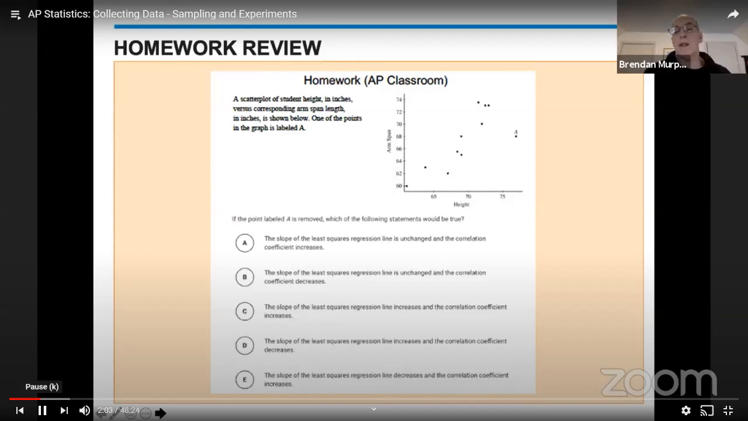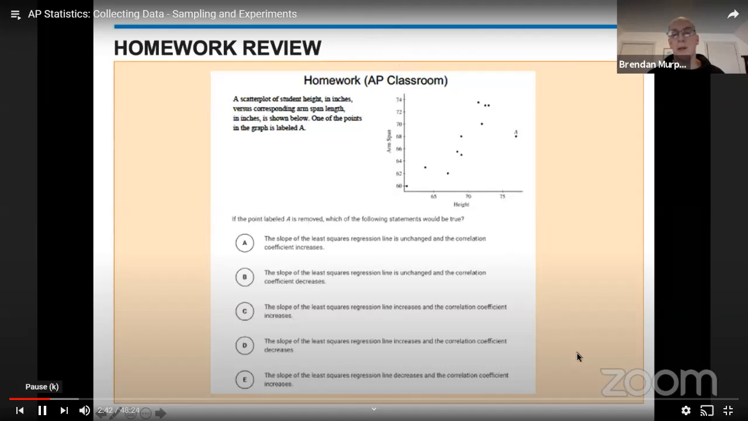Honestly, this one probably could go either way. You could probably talk to a medical professional. I'm going to say on an AP exam, if we ever asked a question about it, it would probably be pretty obvious what was the explanatory variable versus what was the response variable. So in this problem, we'll assume that the height is the explanatory and the arm span is the response. One of the points in the graph is labeled A. So A is over here, kind of on the right-hand side. If the point labeled A is removed, which of the following statements would be true?